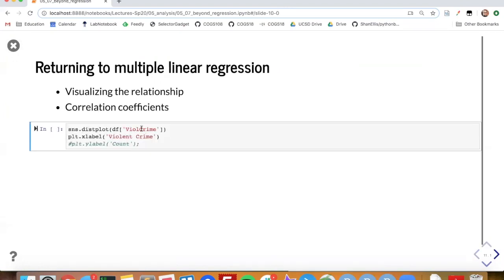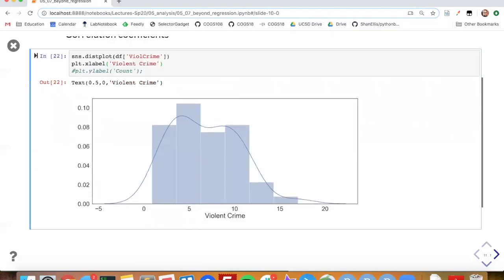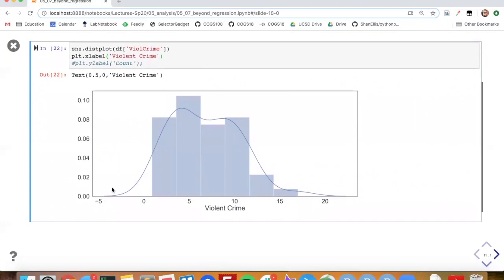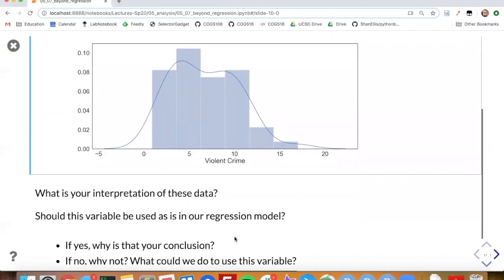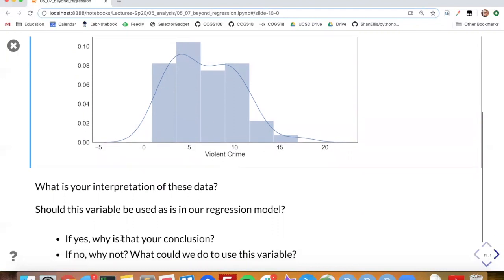So what I'm looking at here is violent crime, which is the second predictor variable we included in our model when we did multiple linear regression before. But we didn't talk about the distribution of this variable. So here is the dist plot. We have violent crime on the x-axis. And my question to you all, as you're thinking about this, is what is your interpretation of these data? Should we use these data in our regression model? And if we should, what made you come to that? If not, what should we do to be able to use this variable? I'll give you a few seconds to think on that.